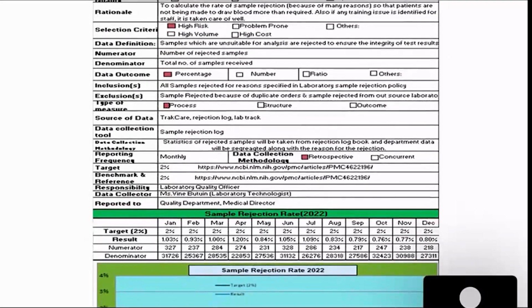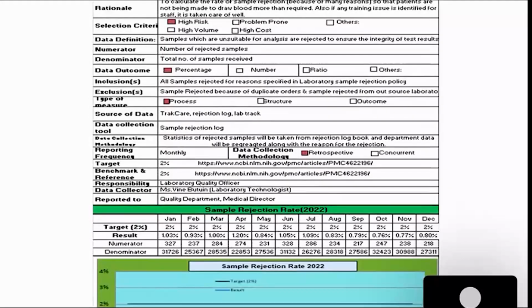Yes. But as per your data, now you are calculating percentage. And what is 103 percentage? Percentage 103 or 1.03? I think 1.03, sir. 31,726 samples were collected, and in that 327 rejections, so 1.03%.